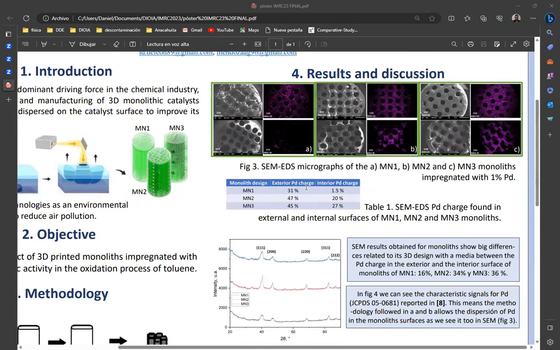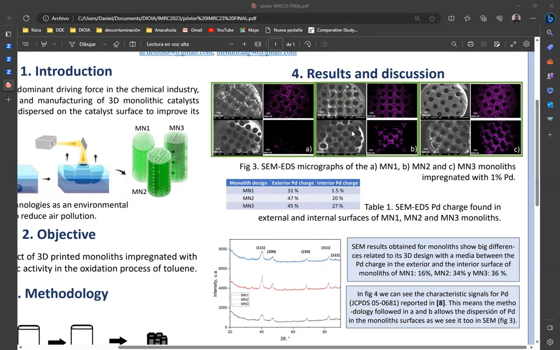poster. The first ones are those for SEM and EDS. In Figure 3, we can see the micrographs from the 3 different monolith designs impregnated with palladium on their external surface, the micrographs in the superior part, and the internal surface, the micrographs in the inferior part.